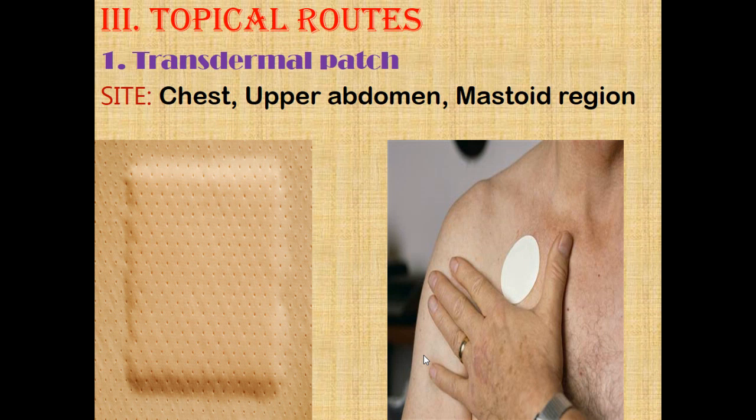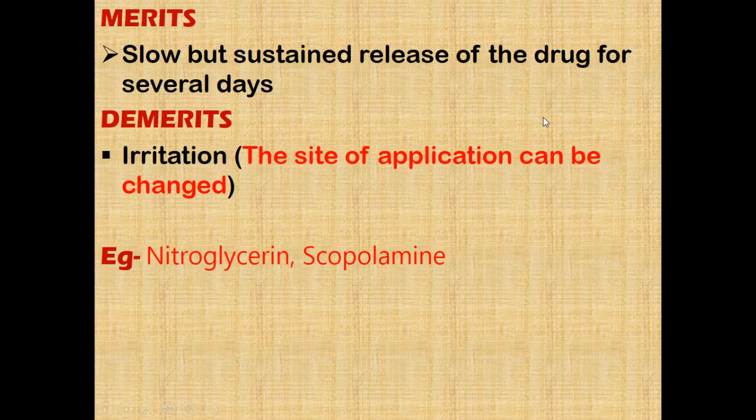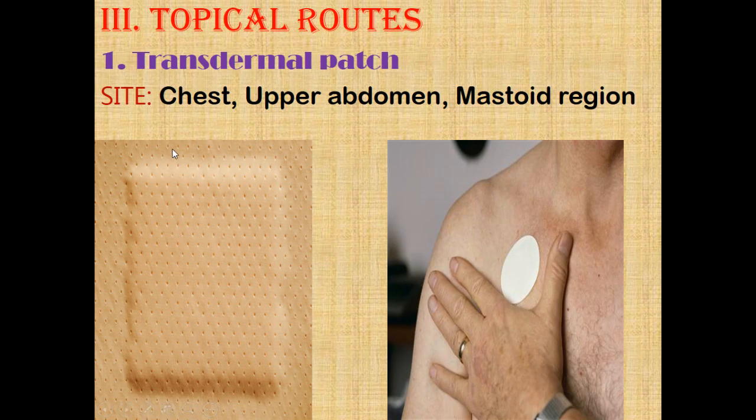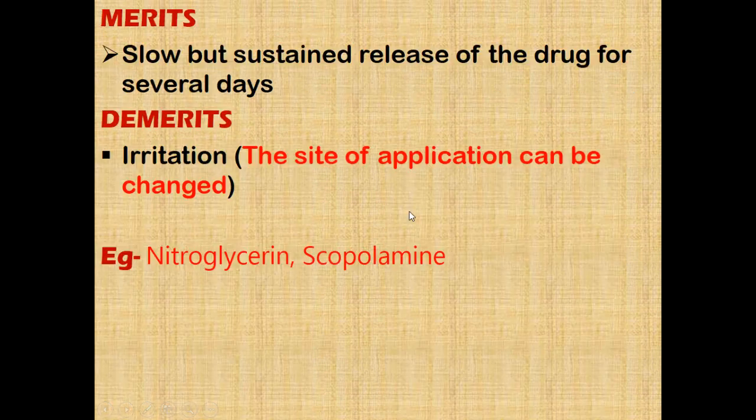Then topical routes. One of the topical routes is the transdermal patch. Here you can see the patch in the picture. You can stick it on the body, mainly on the chest, upper abdomen, and mastoid region. Okay, then you stick it. From that, the drug will be delivered slowly into the blood and produce the effect. Slow but sustained release of the drug over several days. The demerit is only irritation. Whenever they get irritation, they can change the site, but don't apply at the same site every time. You have to change the site. Nitroglycerin and scopolamine.